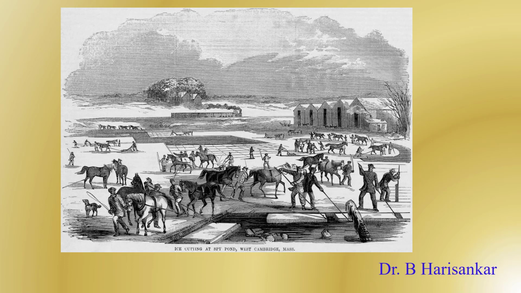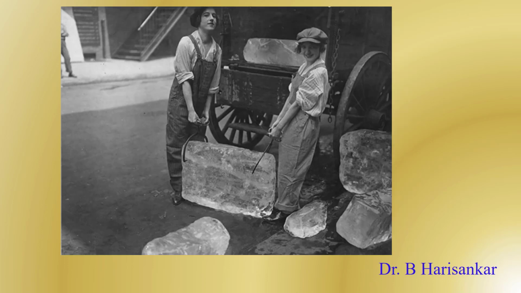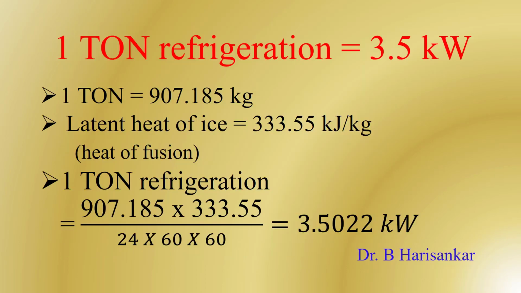He harvested ice in the colder regions and transported it to other regions, selling it in terms of weight. People were buying in terms of weight. I need 1 ton of ice, half ton of ice, like that they were buying. In that manner, 1 ton of refrigeration came about. So the definition of 1 ton of refrigeration, which is equal to 3.5 kilowatt, came like this.